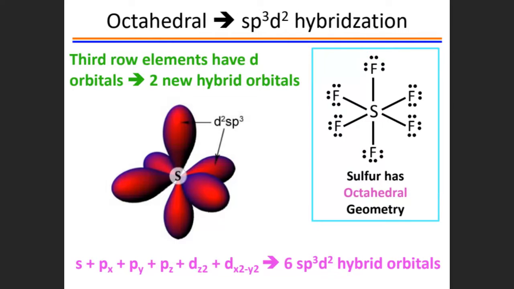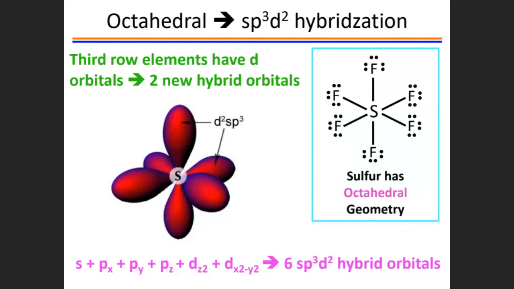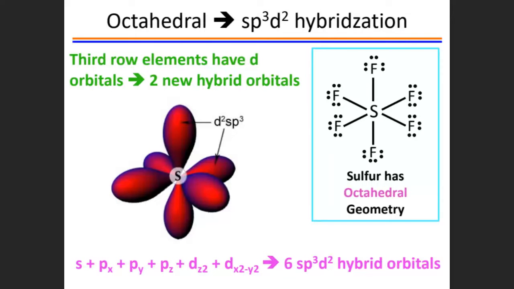Octahedral, 8. So how many do we have? sp3d2. 1, 2, 3, 4, 5, 6. So 1 s, 3 p, 2 d, so 6. Here it will be 6. This is the octahedral shape. Yeah, see here? It will be 6. And this is the shape. Here the d2 and sp3.